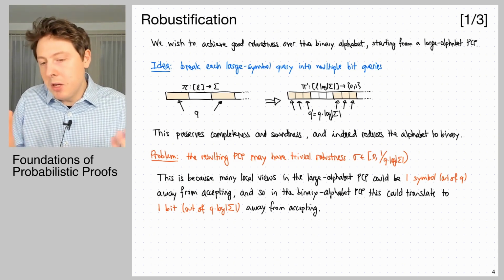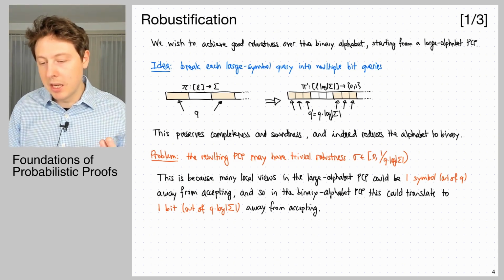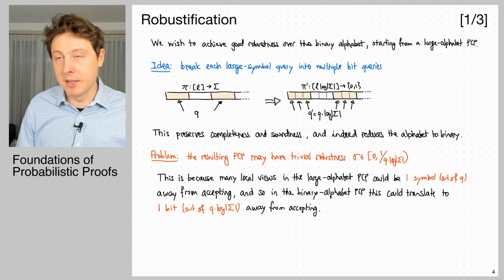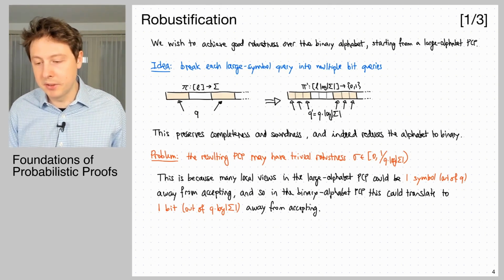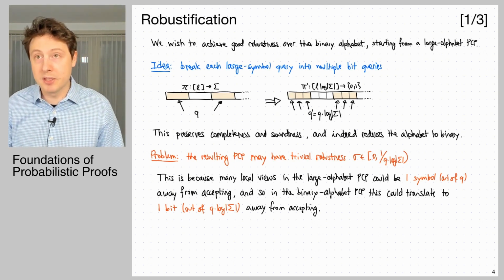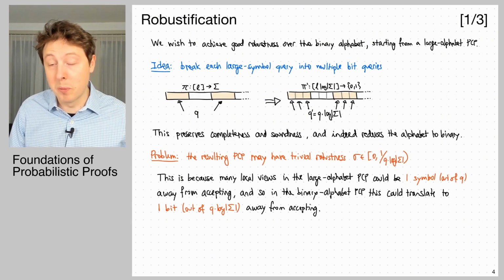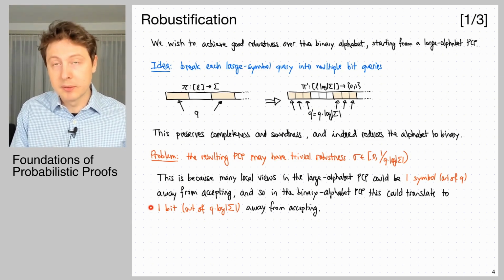So, without knowing anything else about this PCP, when I break it down like this, I'm going to get a trivial robustness that is uninteresting. In particular, if Q is constant and sigma is super constant, this ratio will give me a sub-constant robustness parameter, which is not what I was hoping for. Does it make sense?